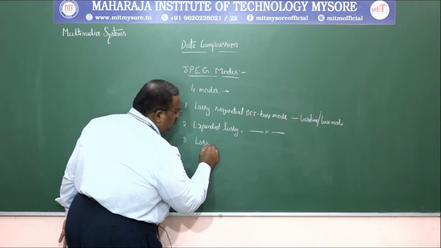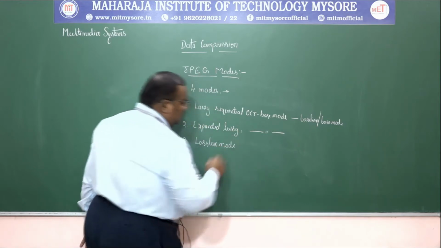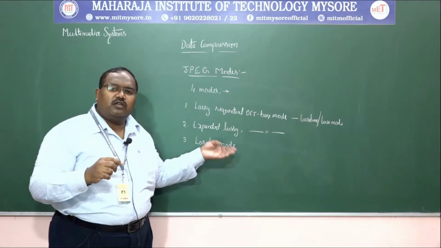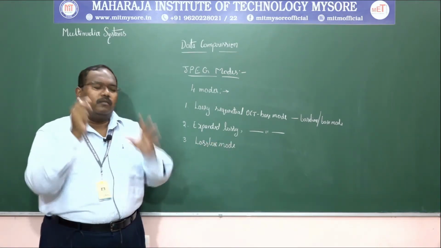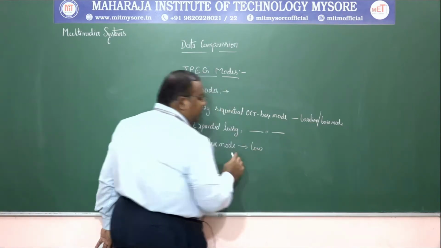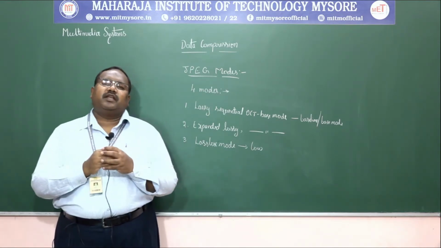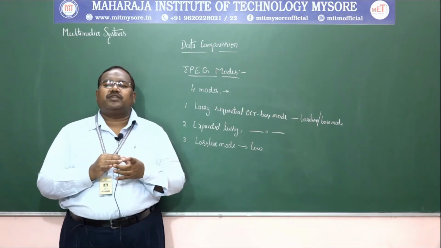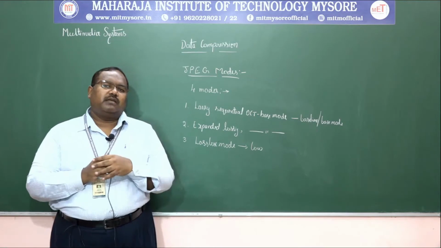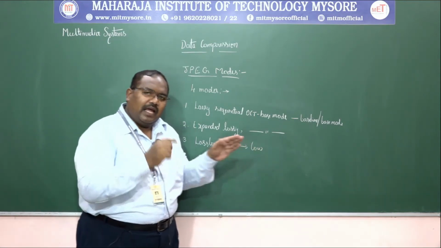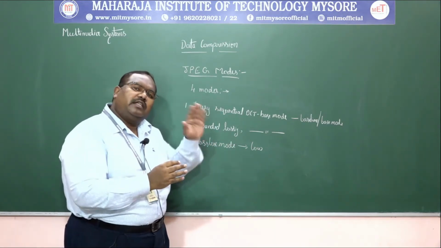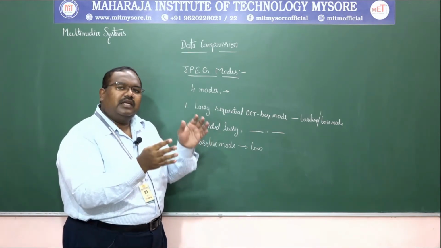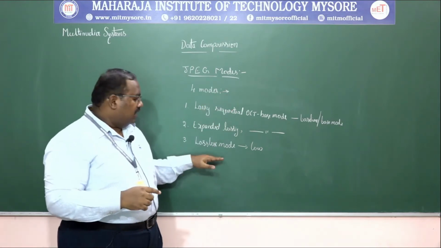The third one is the lossless mode. As the name suggests, the loss is very much less. Though this comes under JPEG, in the lossless mode the loss of information is very low, the data lost is negligible. So it has a low compression ratio, whereas in the lossy modes we achieve high compression. It allows perfect reconstruction of the original image. Since nothing or only a negligible amount of information is lost, and every coefficient is available, it is easy to reconstruct the original image. That is called the lossless mode.